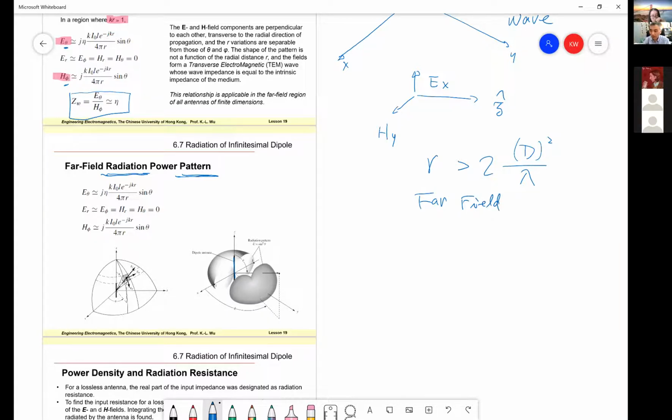That looks like a donut shape. Then you can say that if the antenna is placed along that direction, the radiation in this direction is minimal, and the bottom is also minimal.